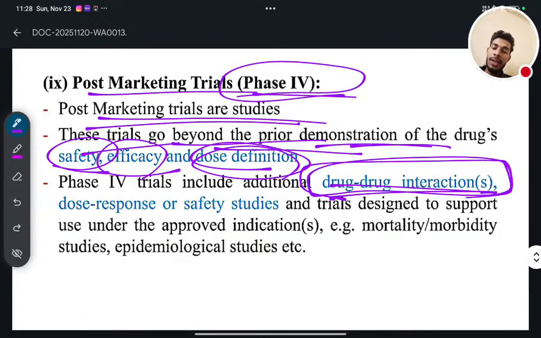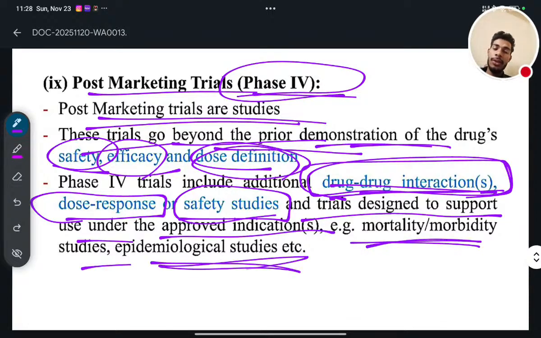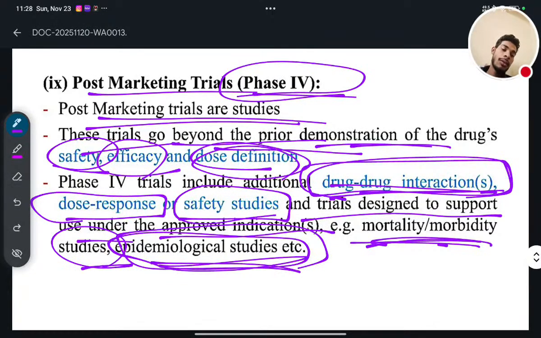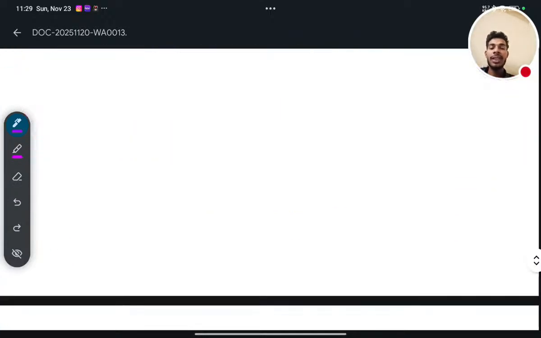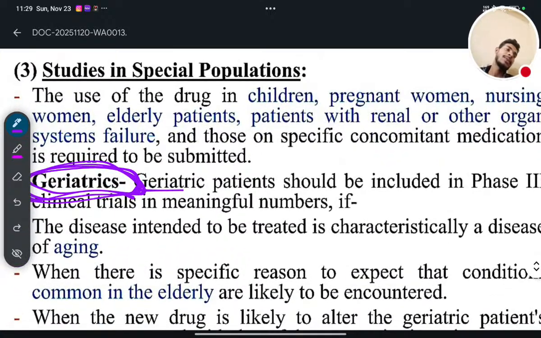Okay, so in that what will happen? Drug-drug interaction, dose response curve, and safety studies and trial design to support use under the approved conditions. Mortality and morbidity studies and epidemiological studies. That means what are the losses or what is the toxicity caused by the drug. The information will be collected after phase 4, that is, the post marketing trial.